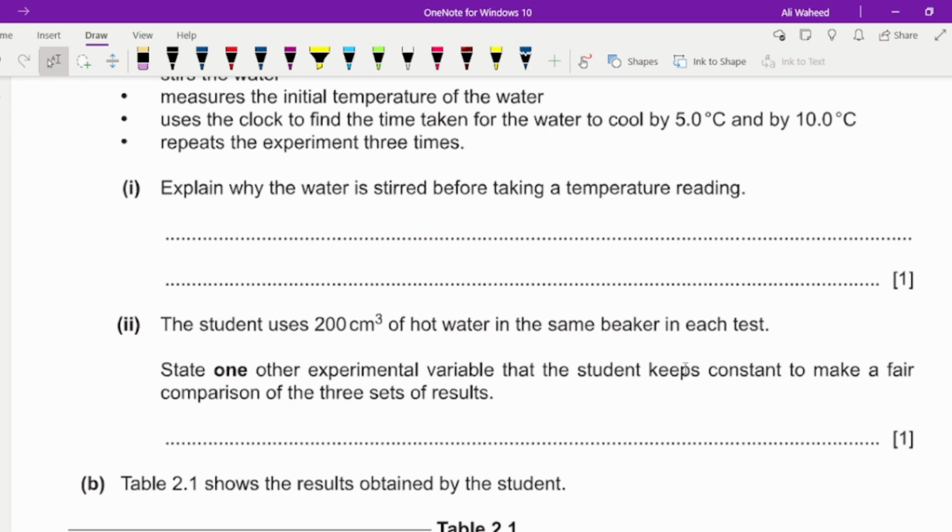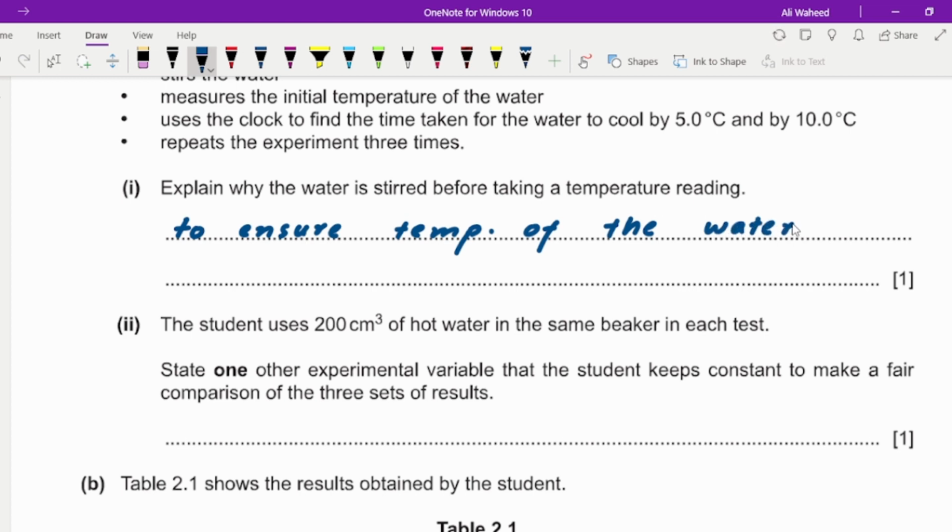You don't get any question easier than that. So the simple reason is so that the temperature of the liquid, in this case the liquid is water, the temperature of the water becomes uniform. So what I'm going to write is, to ensure temperature of the water is uniform. Doesn't get easier than that.